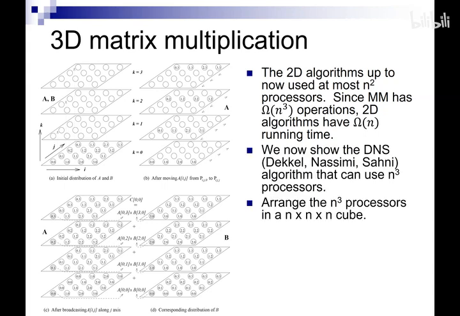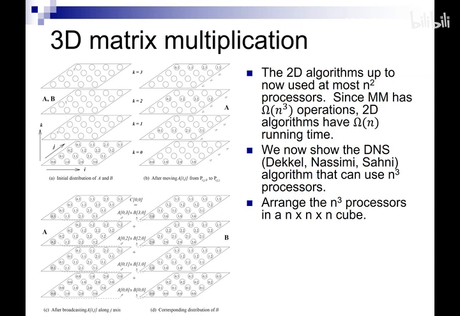Okay, so now we're going to talk about a new algorithm. This is called 3D matrix multiplication. It was invented by these three guys here, Dekel, Nassimi, and Sahni. And this can actually use up to n cubed processors. And when you use n cubed processors, I'll show you this later, but basically the running time can be order log n as opposed to order n. So this can get you sublinear running time.